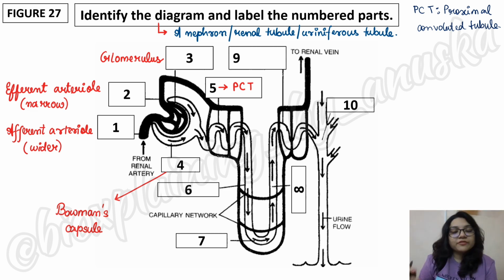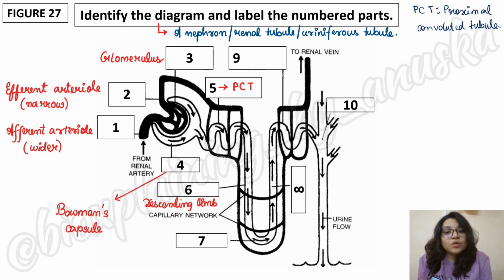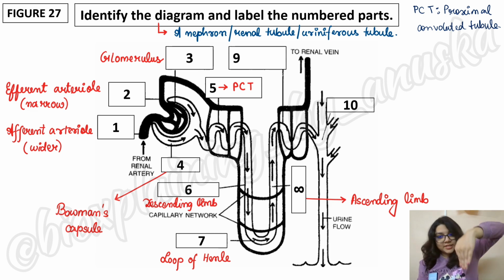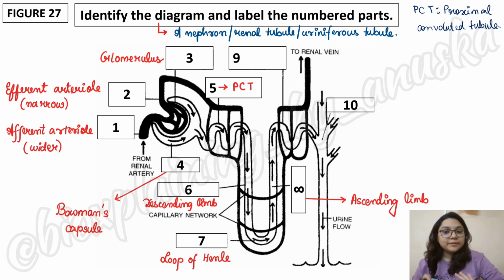Then part 6, you see that downward dip which is there. Something is going down, it's descending. So it is the descending limb. Descending limb of whom? Part 7, the loop of Henle. And part 8 is the part that's going up, so it's the ascending limb. Your loop of Henle has one part descending limb, then the transverse part and then the ascending limb. So 6, 7 and 8, all three together constitute the loop of Henle.